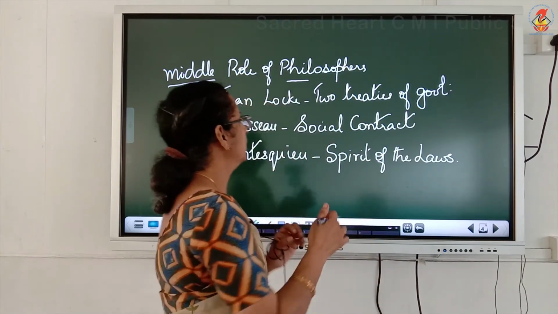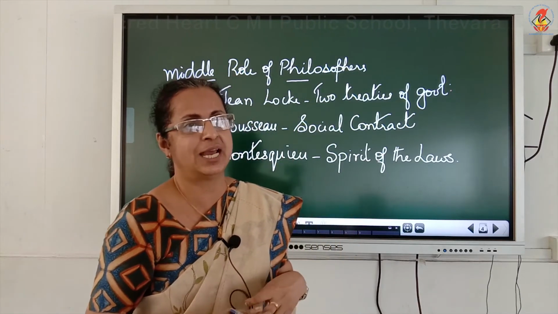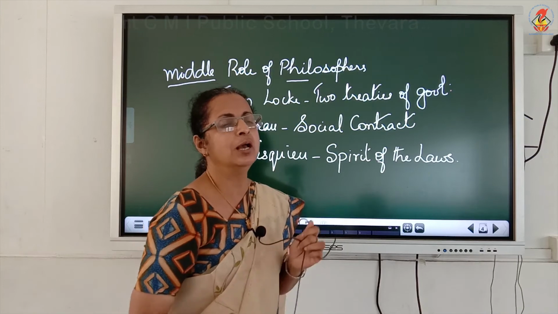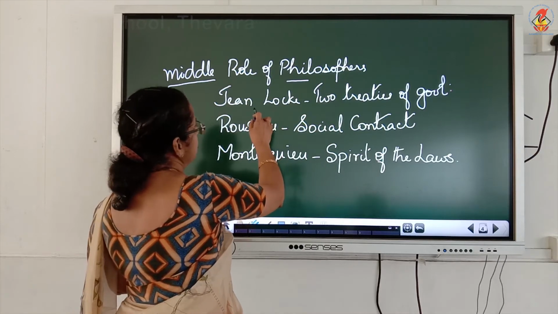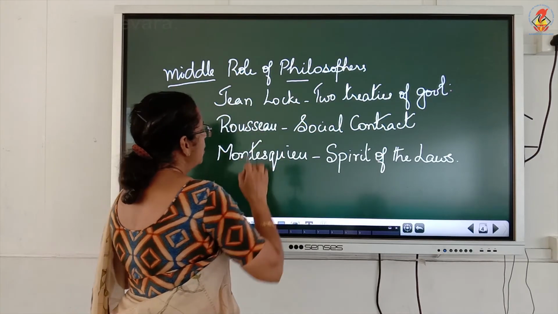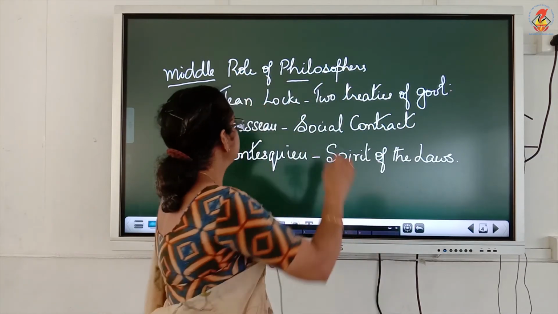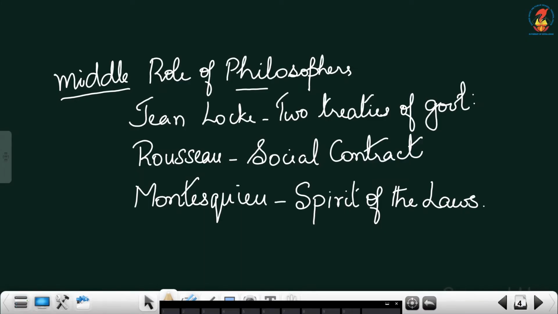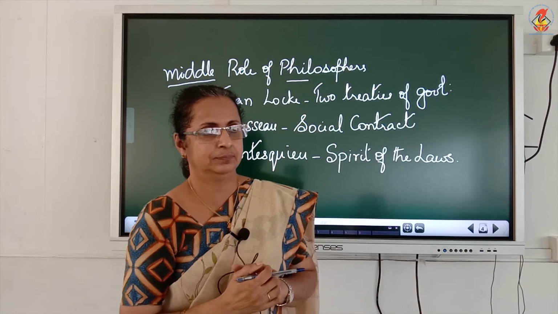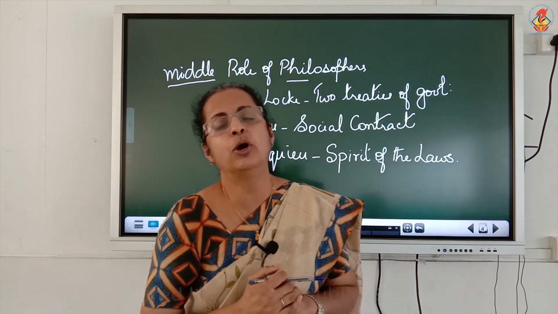Now, what did the philosophers propose to them? Try to make the people understand what was the idea put forward by the social thinkers. We have three social thinkers: John Locke, Jean-Jacques Rousseau and Montesquieu. The first one, John Locke, in his book, The Two Treatises of Government, criticized the policy of absolute right of the monarch. That is, he wrote against the single-handed rule by the monarch in France.